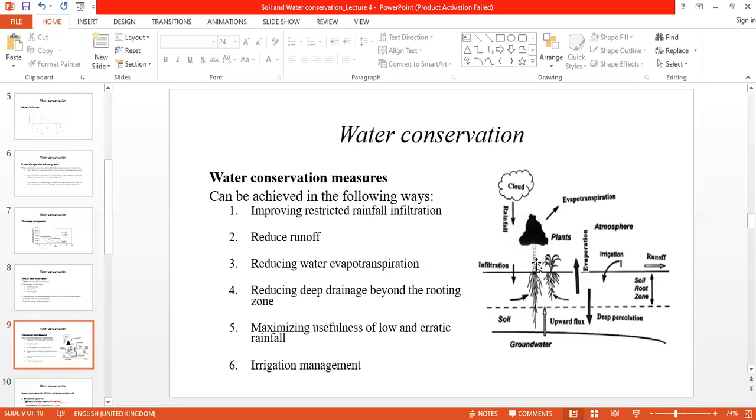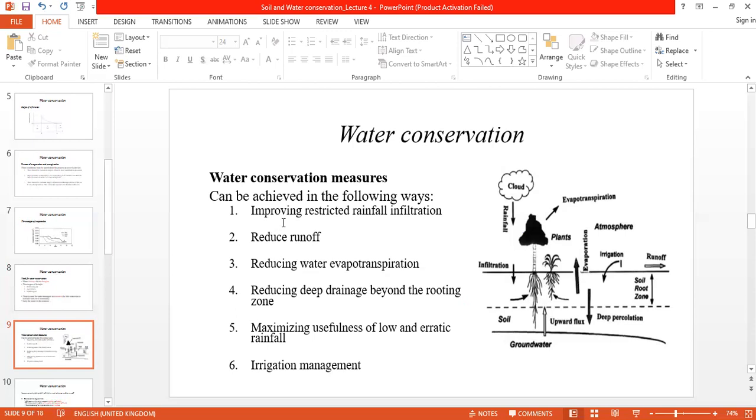So this is going to be the core of this unit. We want the water to be here. How do we keep the water in here? It can be achieved in this, the root zone. It can be achieved through these ways that we've listed here.